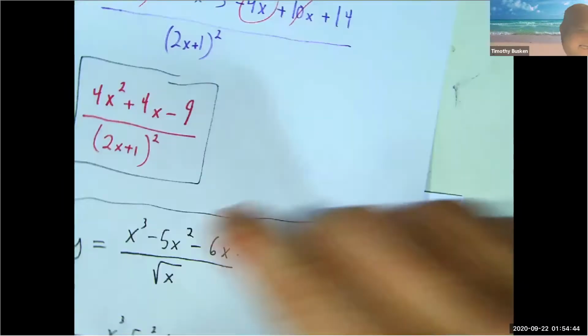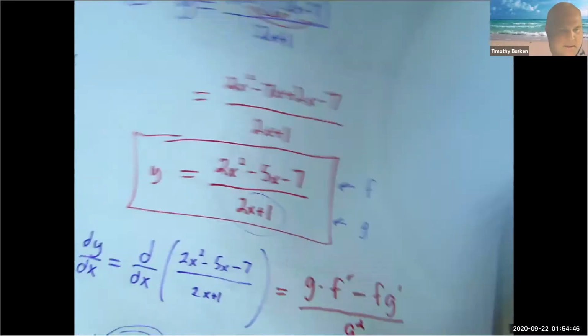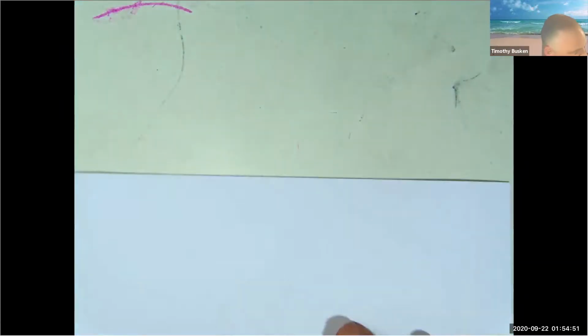So let's take a look at the last example now of the quotient rule. And it's for this function right here.